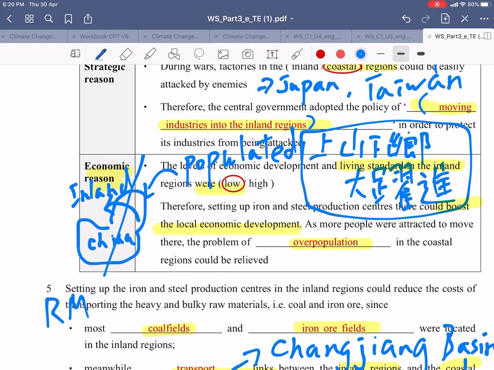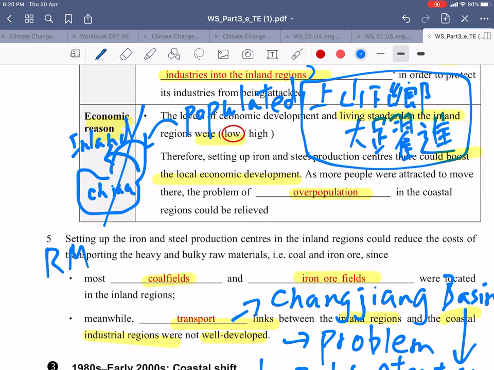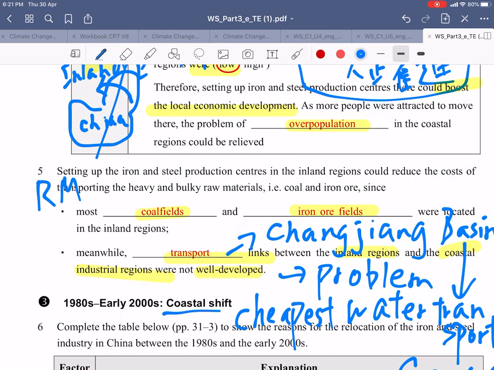How to say it in Chinese maybe 上山下鄉或者大躍進那些其實都是講緊這件事. The government was trying to develop the rural China, which is almost the inland China, okay? So not just because they wanted the economy to become better there, but also they wanted to get rid of the war between Japan and also Taiwan, okay? How about the economic reason? As I said before, the economy right there is generally low, okay? So in order to boost the economic development, they tried to put the backbone of the economy, which is the iron and steel industry, back to the inland area, so that we hope the backbone of the economy is there, and then pushes up all other kinds of economy in the inland area. And also, moreover, the problem of overpopulation of the coastal region will be relieved as well, okay?